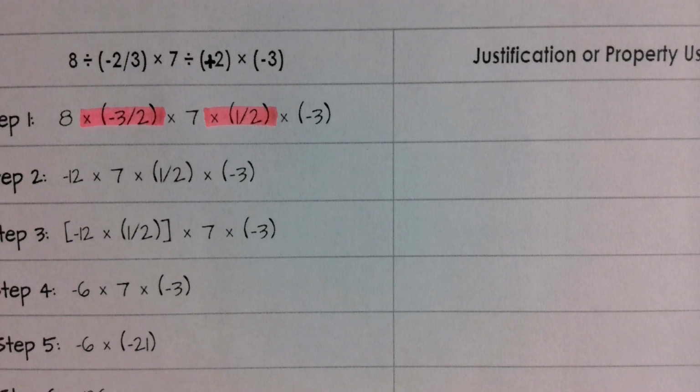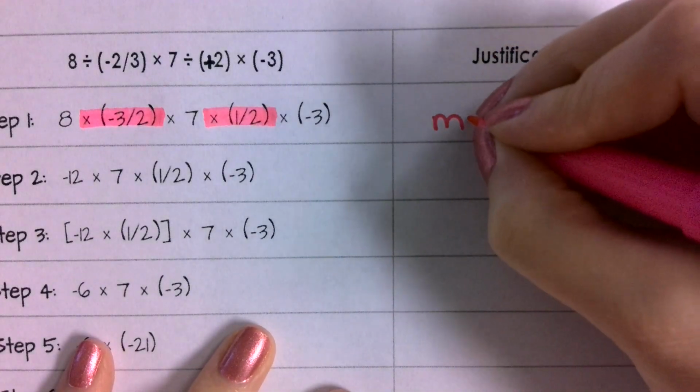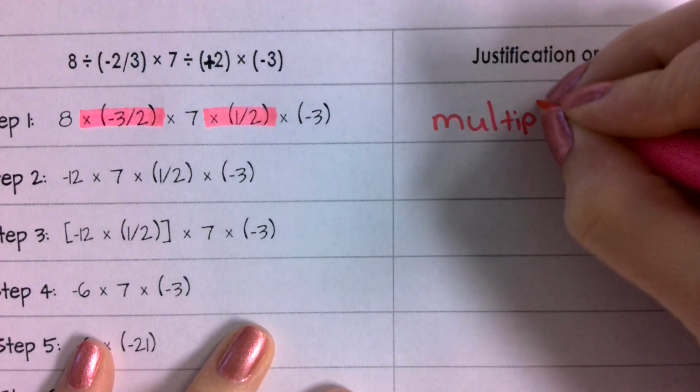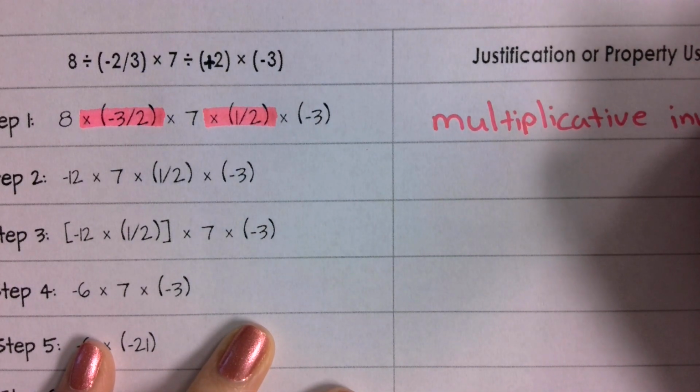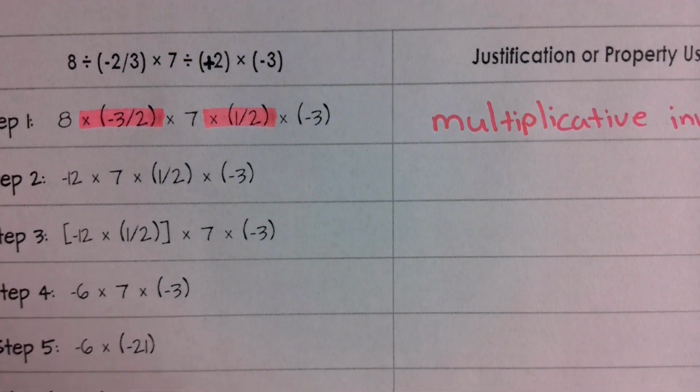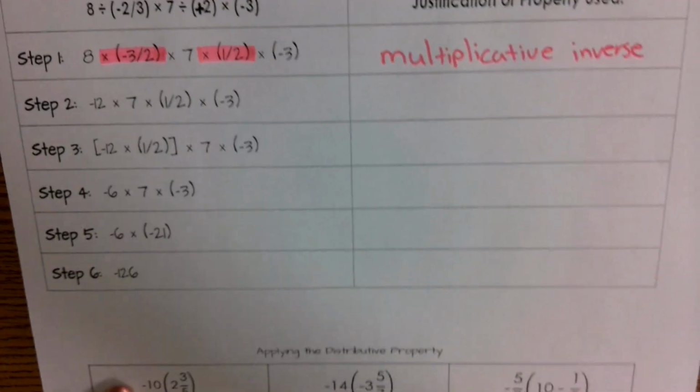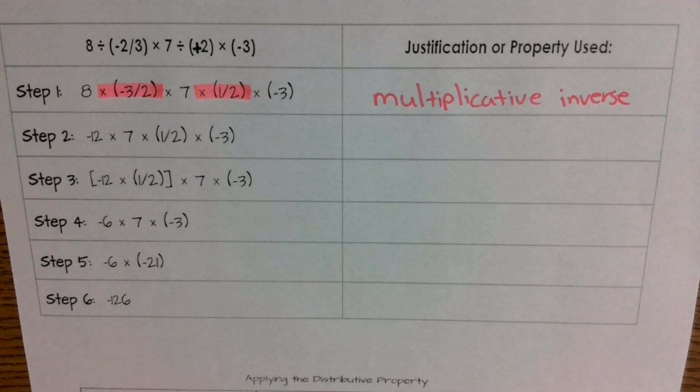Look back at your property sheets. What property did we do that says division can change to multiplication and we can flip it? The inverse, our inverse property of multiplication, or the multiplicative inverse. That's what we'll call it. So all we did here, multiplicative inverse, is we went ahead and changed division to multiplication, and we did the inverse of our value, which is to find the reciprocal.